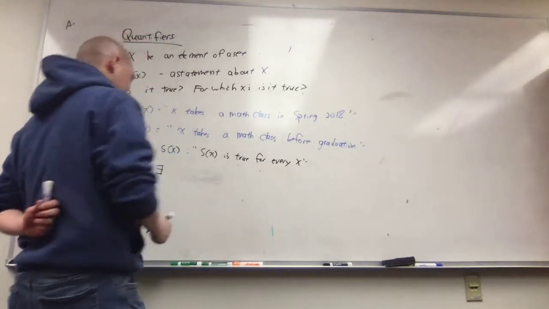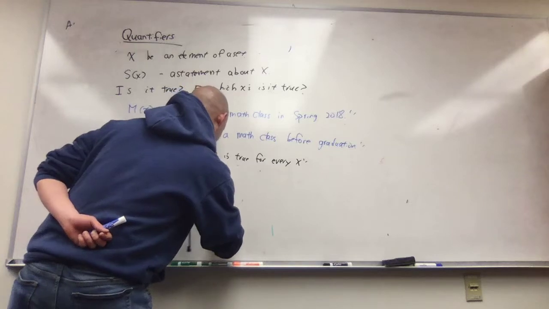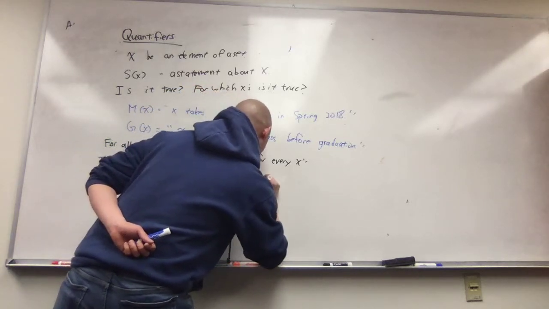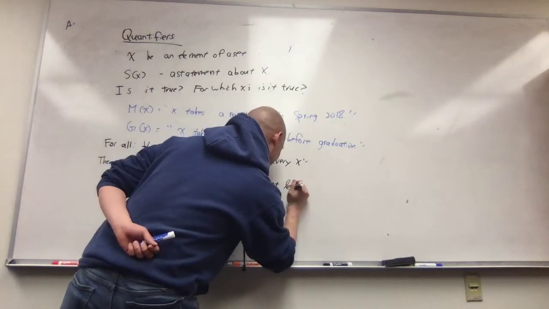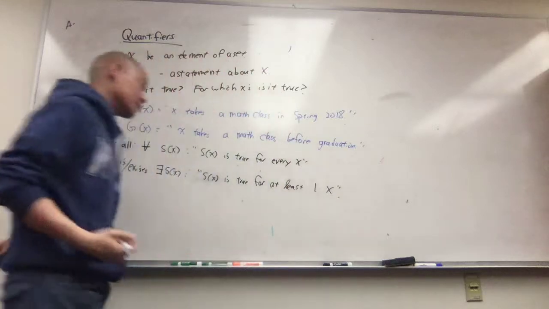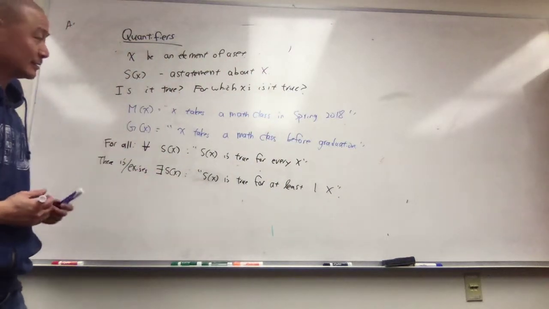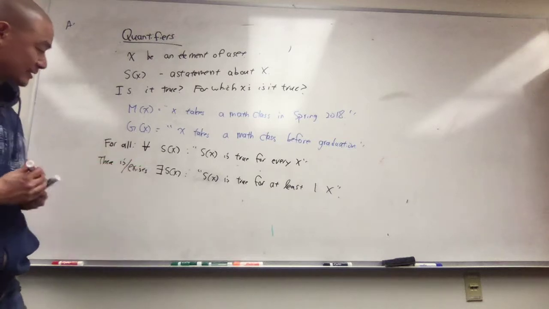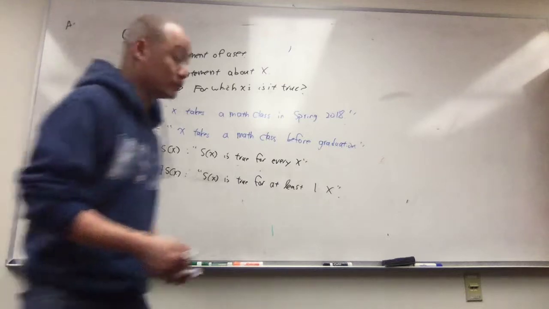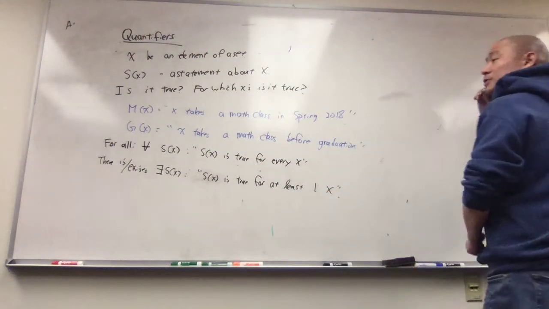And the exist quantifier, exists X of S of X, just means S of X is true for at least one X. So if there are any X's that make the statement true, then the existential statement here as a whole is true. So we can take a look at our M and G here.